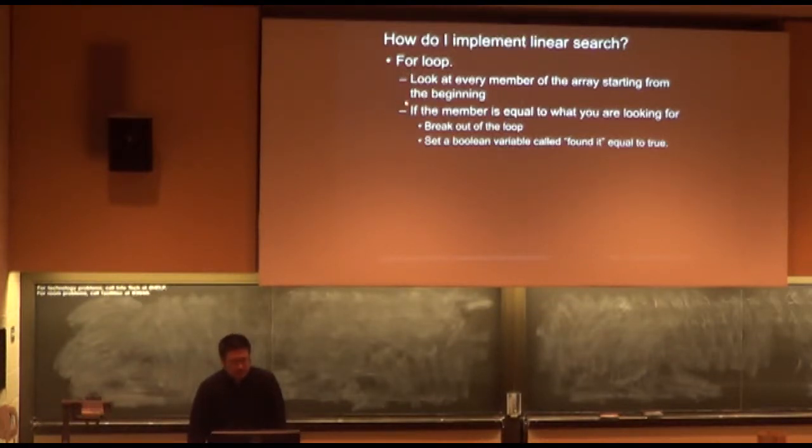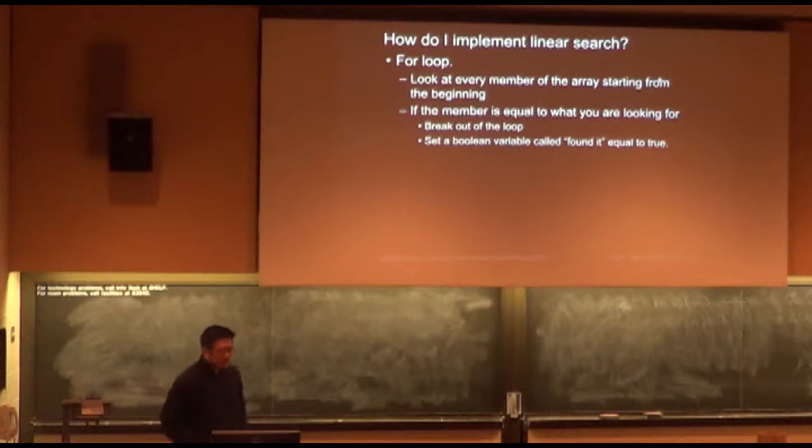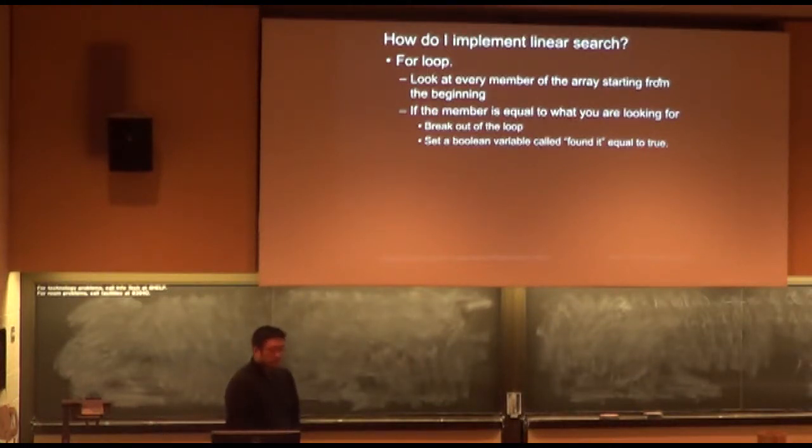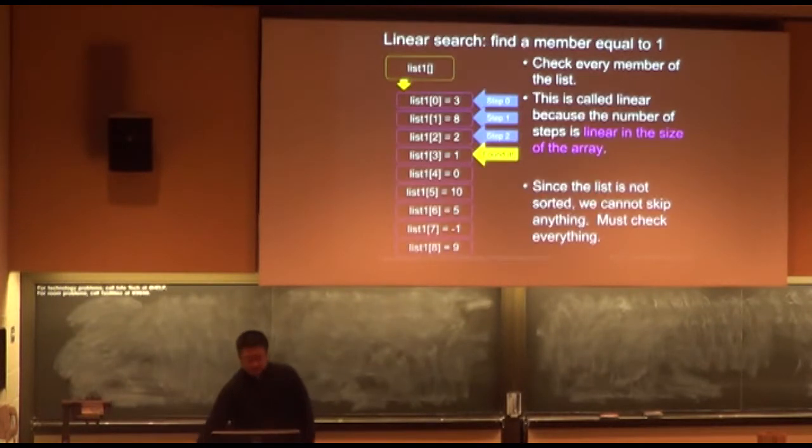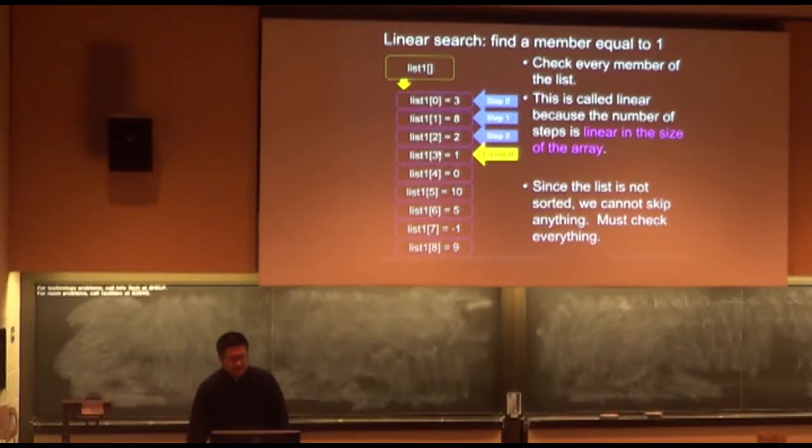So in general, the for loop will look at every member of the array, starting from the beginning. If that member is equal to what you're looking for, break out of the loop. Otherwise, continue. And set a Boolean variable called found to true if it's equal. So if you're implementing a linear search, sometimes you simply want to know if that member is in the array. Like we want to know if there's a member in this array that's equal to 1. But sometimes you want to know where it is, right? So sometimes you want to return the index of that member in the array so that you can find it again later, or that you can return other information about it later.